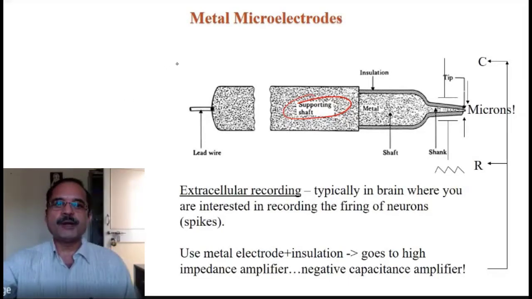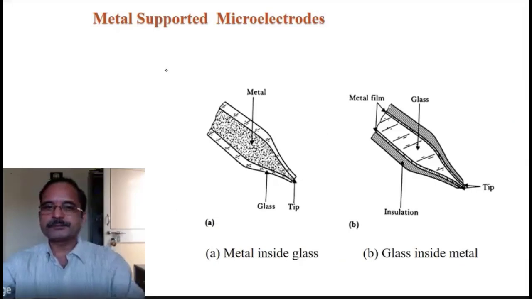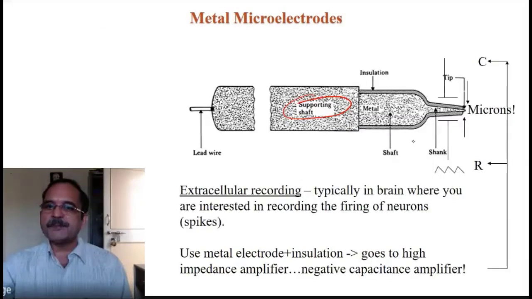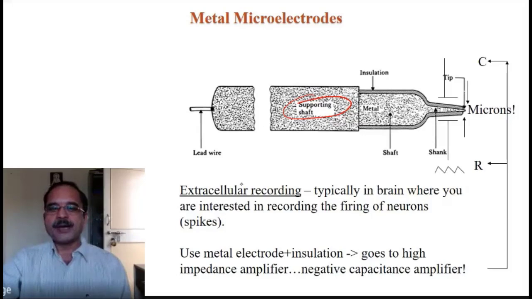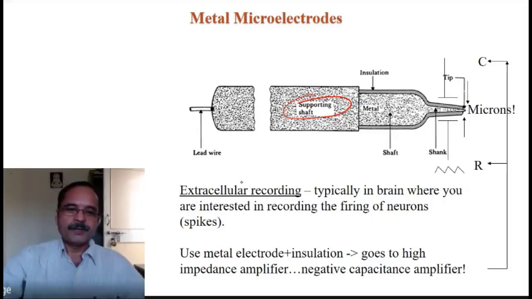So there is a supporting metal, then an insulation shaft, and you can see the small tip here, which is in microns. These types of electrodes are used in the brain, where you are interested in recording the firing of the neurons.